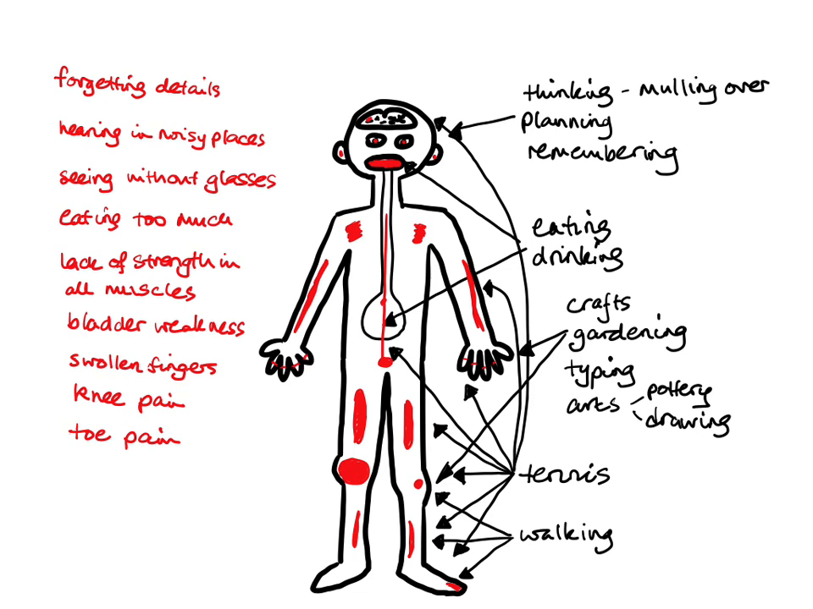Eating too much is an issue. Lack of strength in all muscles. Bladder weakness, swollen fingers, knee pain and toe pain. So we've got a bit more understanding already of what might be going on for this person.